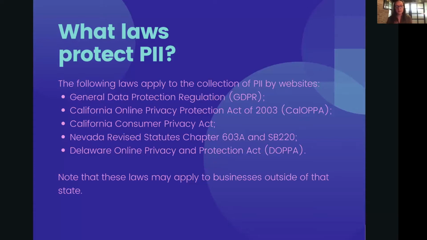But basically, it will apply to any business that is for profit, that does business in California, and has annual revenues of 25 million, annually buys, receives, sells, or shares the PII of 50,000 or more California residents, or derives 50% or more of its annual revenue from selling the personal information of California residents. So this one by statute applies to larger businesses pretty much, right?